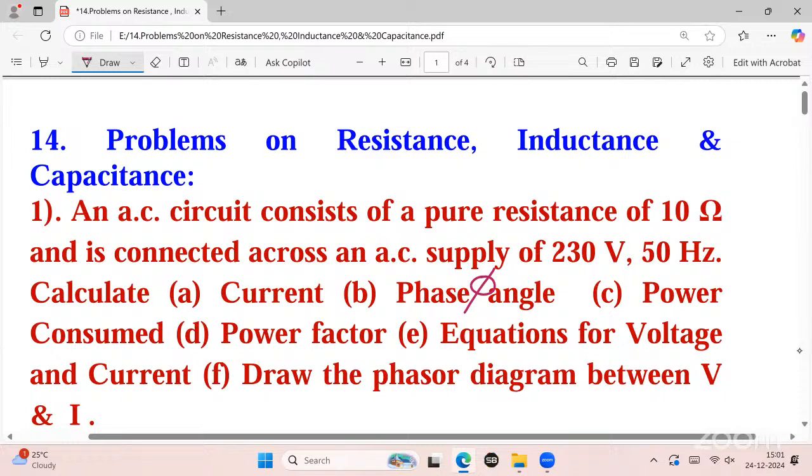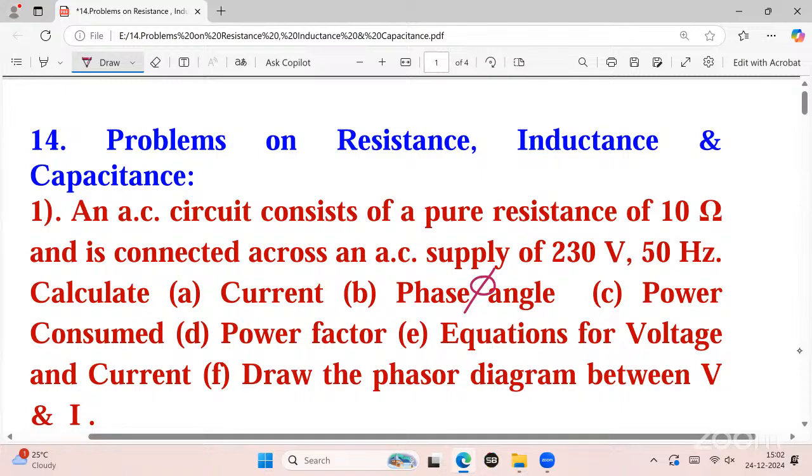Next one. Power factor, D bit. Heading D bit, power factor. What is the power factor of pure resistance? 1. Cos phi. What is phi? 0. Cos 0 is 1. Finish. Write down: cos phi is equal to cos 0 is equal to 1.